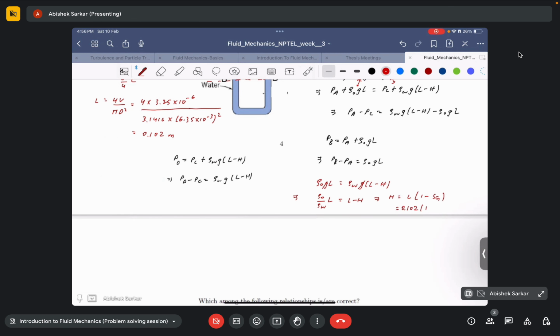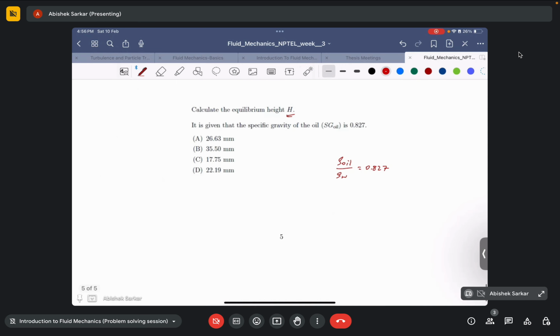So it is basically 0.102 into 1 minus, what was the specific gravity of oil? 0.827. Okay. Can you do the calculation now? Just tell me the answer. What will be the value of this calculation? Yes, sure. Sir, 0.017 meter, right? Yes, sir. So let us see whether it is one of the options. So this would be this one, right?